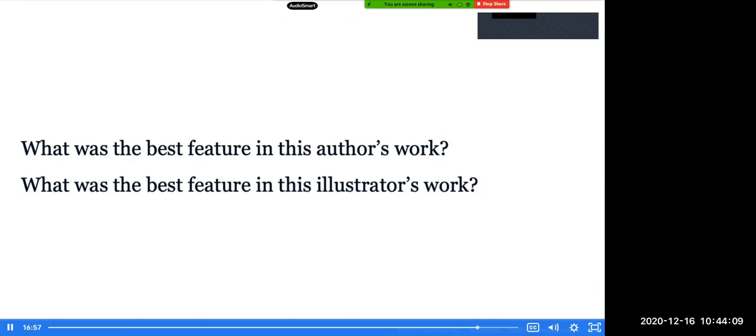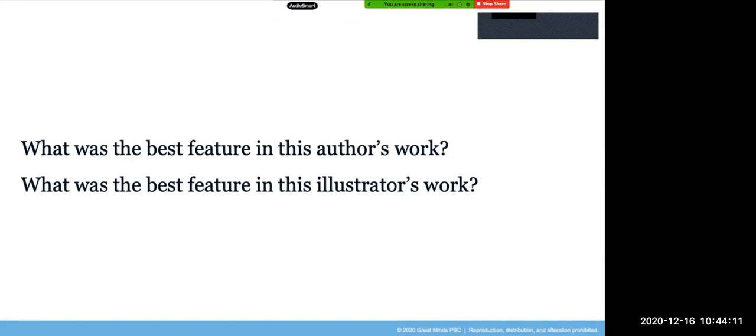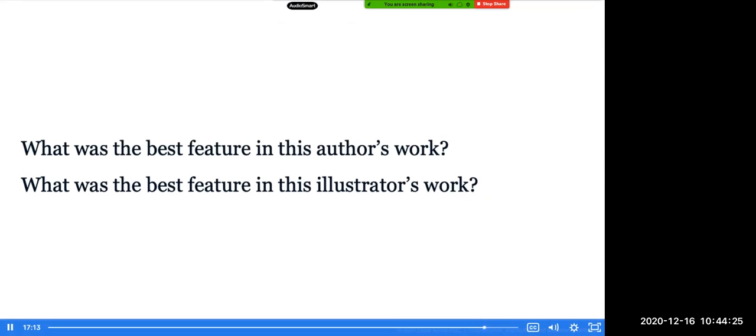Pause here to think about what Keats used in this book as an author and as an illustrator to truly make this book unique or different from other books. Just hit play when you're ready to continue.